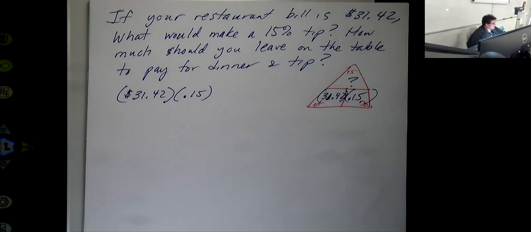Yes. Correct. Because otherwise, if we don't turn it into a decimal, give it a try. If you do $31.42 times 15, it's going to tell you to leave a really big tip. Unless you did the cross multiplying thing, like you were taught.